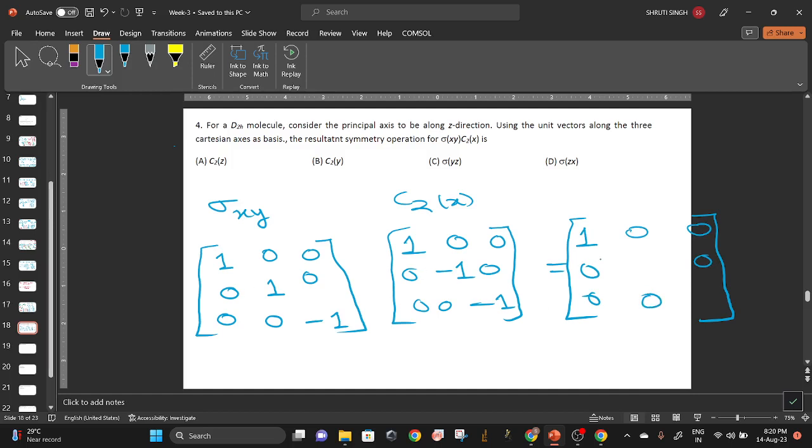1 into minus 1. Ma'am, when we are applying C2x now, then Y should become Z, then Z should become Y, because C2x we are applying now. Because it is angular rotation by 180 degrees, so about the x axis we are rotating. But here we have to do according to this D2h molecule, which is planar.